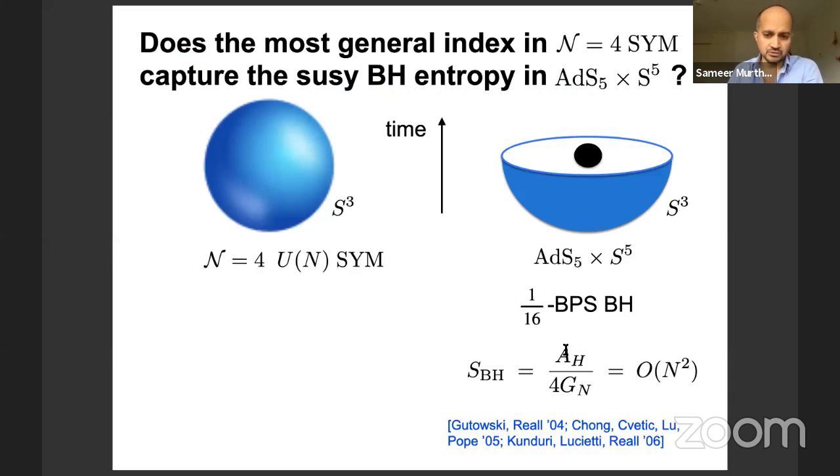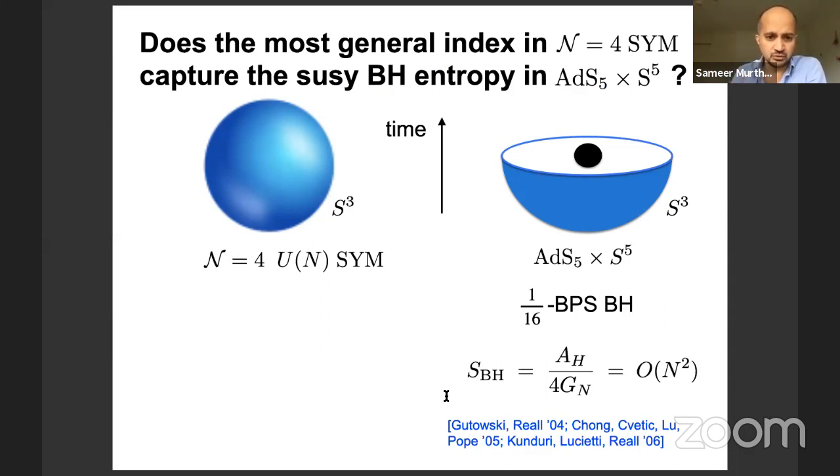And these are large black holes in the sense that the area of the event horizon in Planck units is parametrically large, and in particular, in field theory units, it scales as N^2. Remember that G Newton in 5 dimensions is 1 over N^2. And the question is, can we understand this entropy in a microscopic theory?